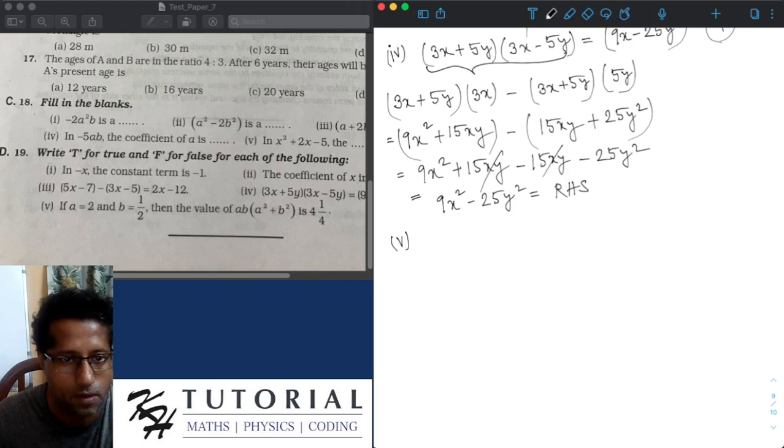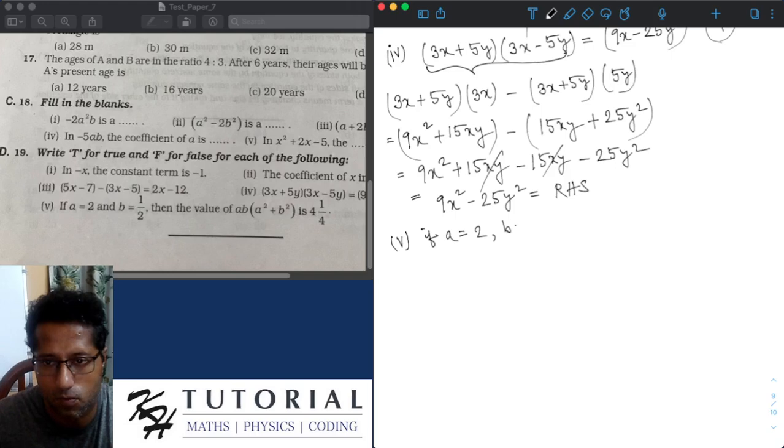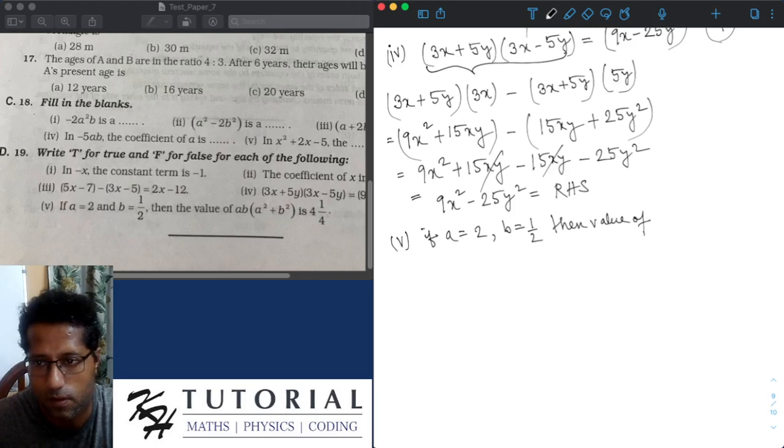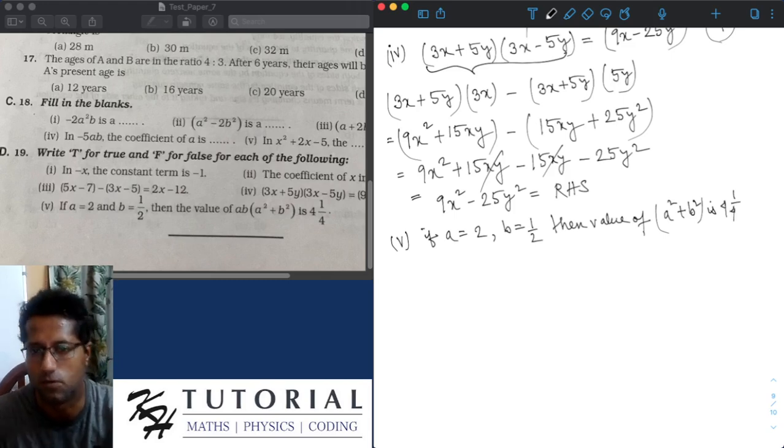What is part 5? It is saying if A equals 2 and B equals half, then the value of A square plus B square is 4 and 1 by 4. So it's given as a mixed fraction.